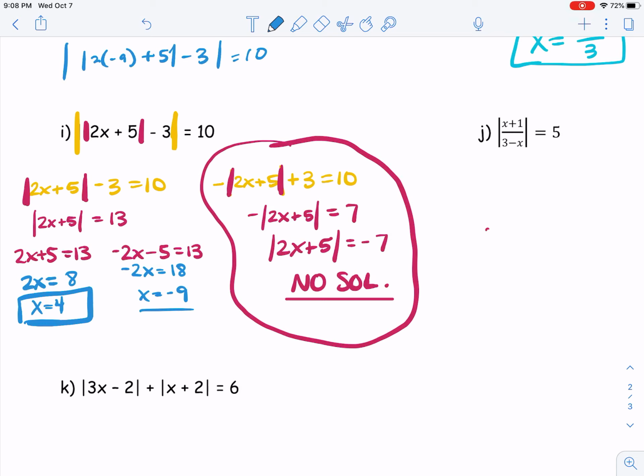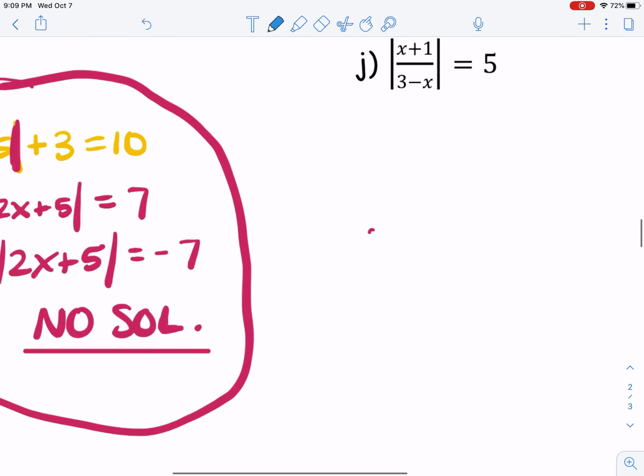2 times negative 9 is negative 18. Negative 18 plus 5 is negative 13. The absolute value of negative 13 minus 3. Well, the absolute value of negative 13 is 13. 13 minus 3 is 10. 10 does equal 10. So yes, this also works. Sorry, I went through that kind of fast.